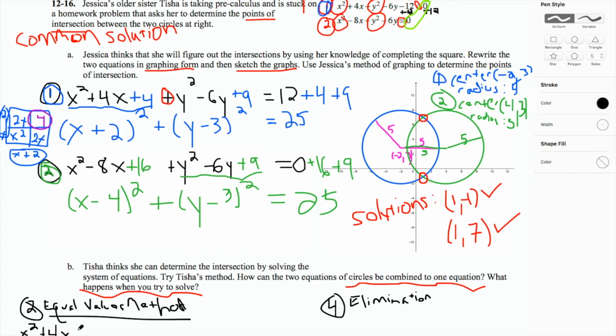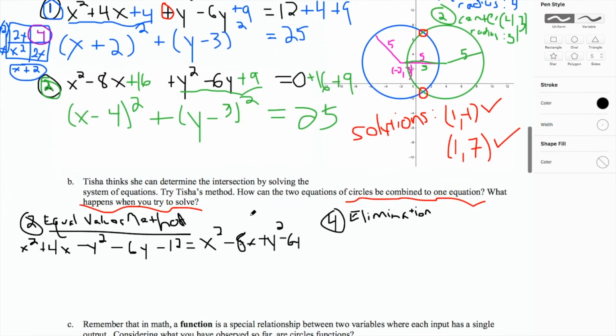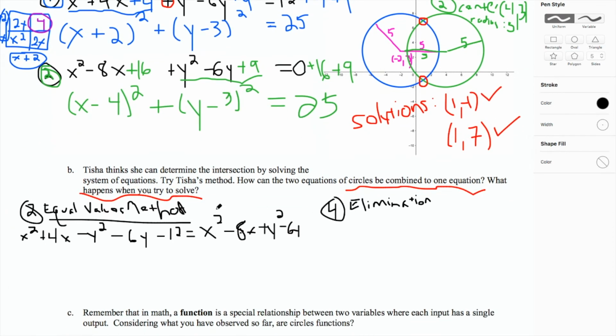x squared plus 4x minus y squared minus 6y minus 12 would be equal to x squared minus 8x plus y squared minus 6y. So you can set these two expressions equal to each other, the top one and the bottom one, because they're both equal to 0, right? They're both equal to this thing, so they would have to equal the same thing if they both equal 0. So here is what we have, and now we can go about solving this.